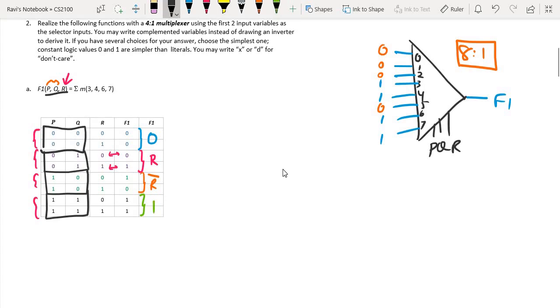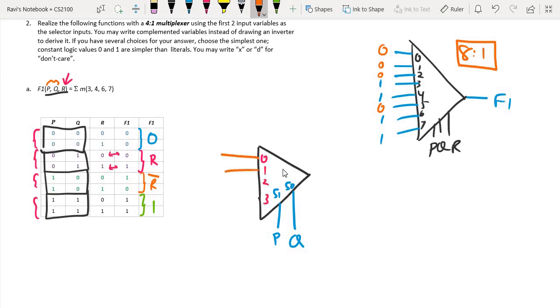Once you get this idea, you just have to draw your multiplexer. In your multiplexer, you have the two selector inputs, P and Q, which go to S1 and S0, and you have four lines, 0, 1, 2, 3. When PQ are 0, 0, the first line goes through, so your output is always 0. When it is 0, 1, your output is R. When it's 1, 0, it is R bar. And when it's 1, 1, it is 1. That is your output, which is your F1. This is the standard approach we take to solve such minterm or maxterm expressions using a multiplexer.